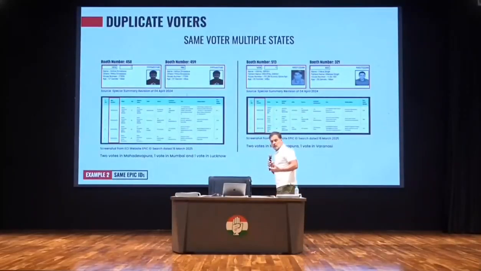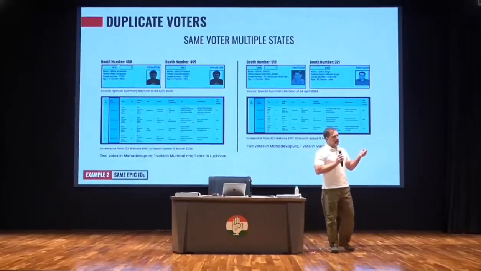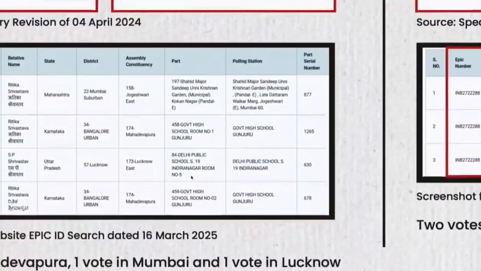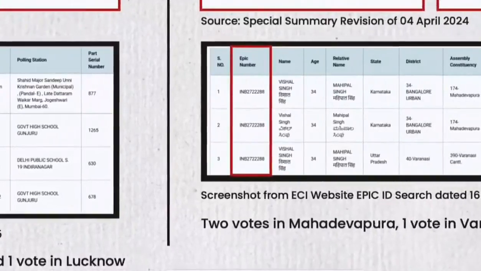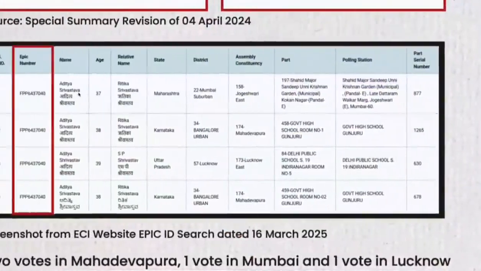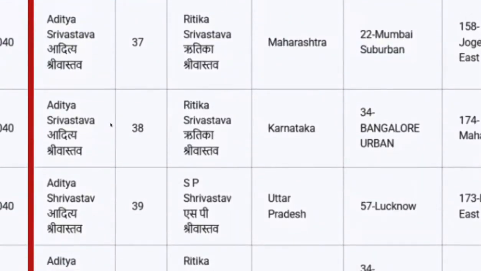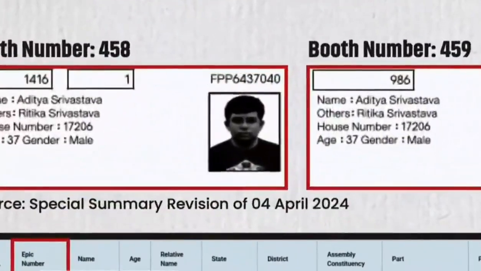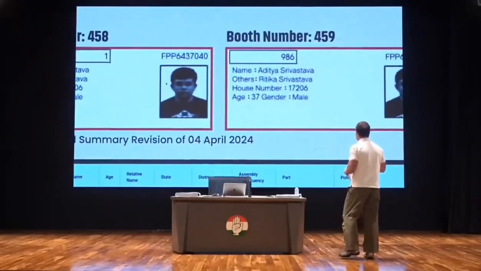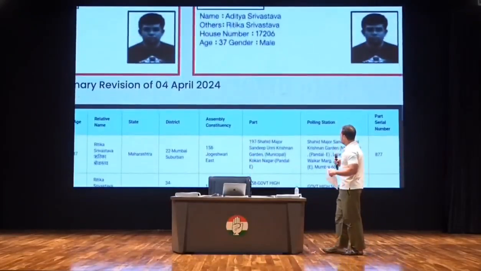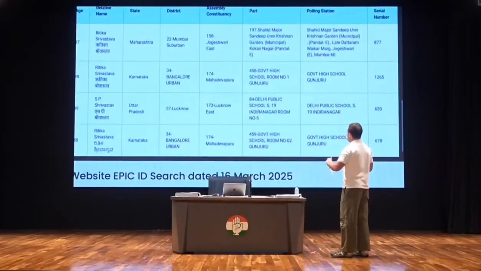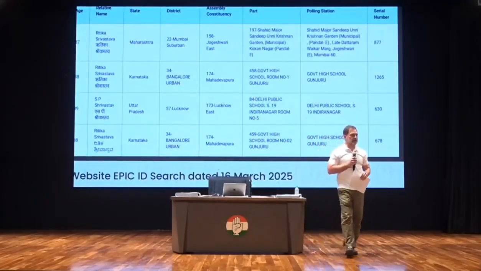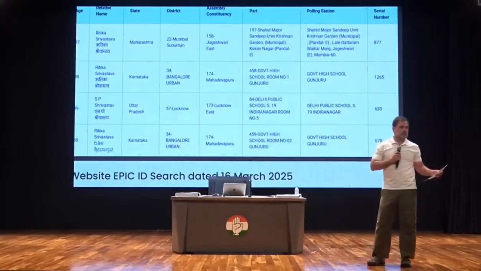Second example, same voter voting in multiple polling booths in Karnataka in the assembly, and also voting in Uttar Pradesh, voting in Lucknow, voting in Varanasi. Zoom in, show the name. This is the gentleman called Aditya Srivastava. Just zoom into the top 2 there. He votes in booth number 458, same person. He votes again in booth number 459, same person. Then this gentleman goes to Karnataka, Uttar Pradesh, Karnataka, and Maharashtra. So he's got his name on 4 lists, different states, different polling booths.